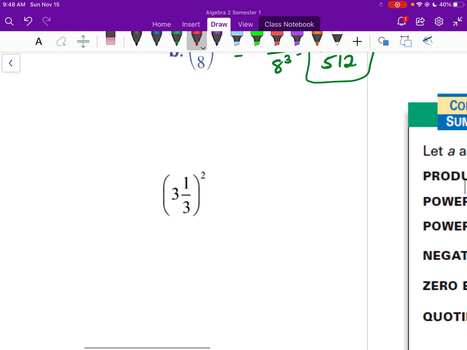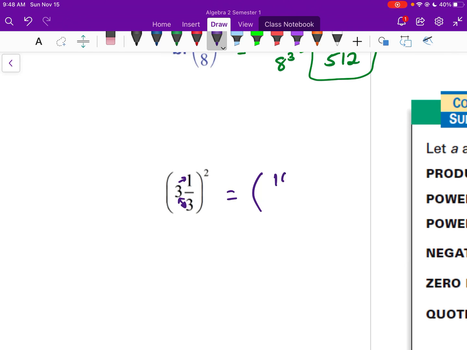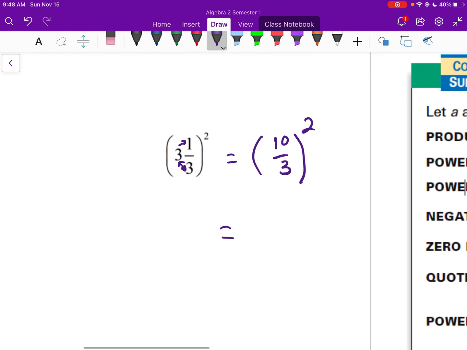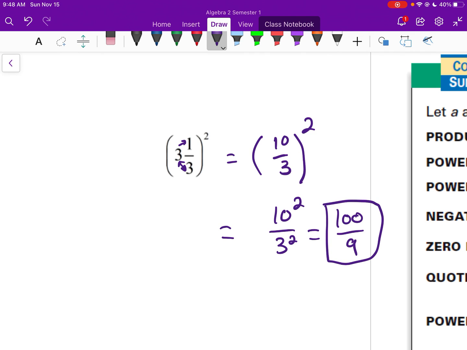Okay. All right. Last one here, 3 and 1/3 squared. Whenever you get a mixed number like this, you need to change it to an improper fraction. So remember, we got 3 wholes, so we're going to multiply 3 times 3, and then add that numerator, which will give us 10, and the denominator stays the same. So then we got that power of a quotient again. So 10 squared over 3 squared, which will give us 100 over 9.